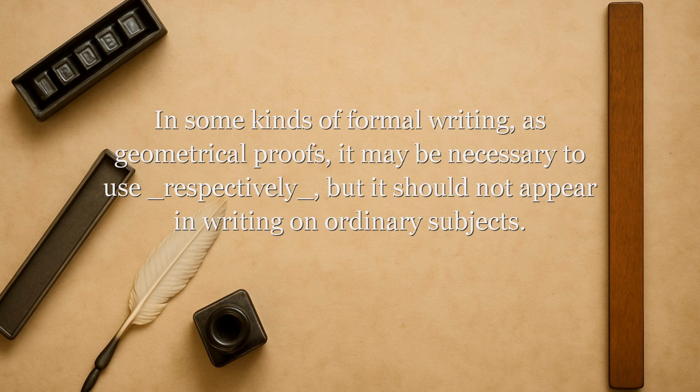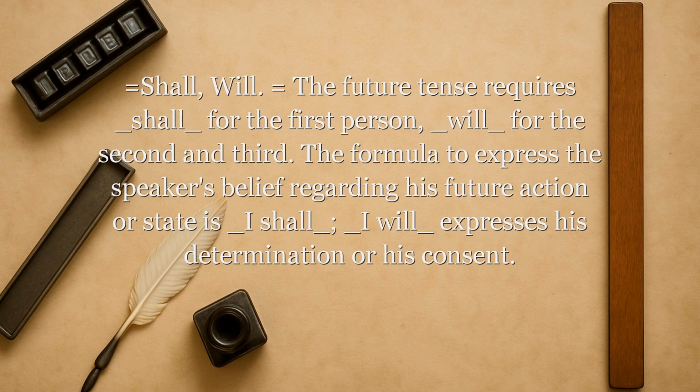In some kinds of formal writing, as geometrical proofs, it may be necessary to use respectively, but it should not appear in writing on ordinary subjects. Shall, will. The future tense requires shall for the first person, will for the second and third. The formula to express the speaker's belief regarding his future action or state is I shall; I will expresses his determination or his consent.